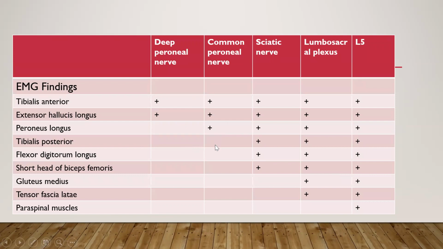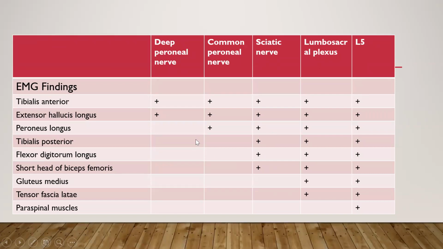Common peroneal nerve versus sciatic nerve, the most important muscle is tibialis posterior. Then comes the short head of biceps femoris. But tibialis posterior is clinically very important. If inversion is affected, then it is not common peroneal nerve, it is a sciatic nerve.